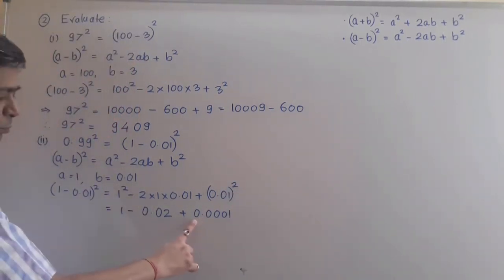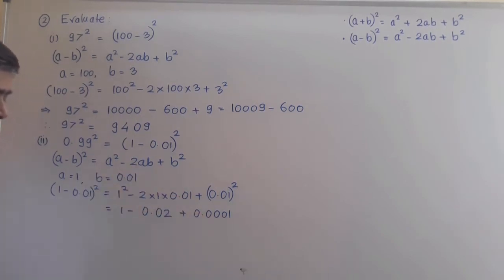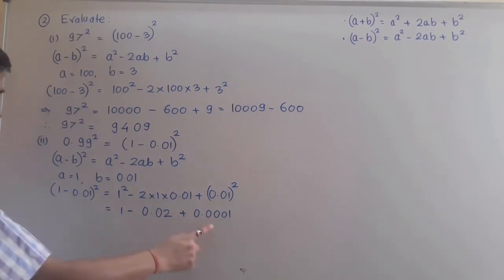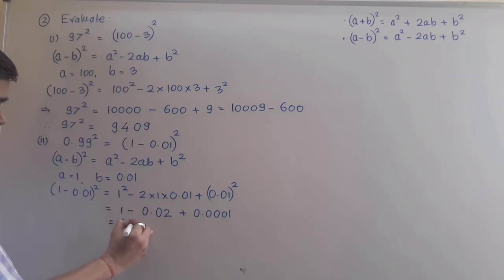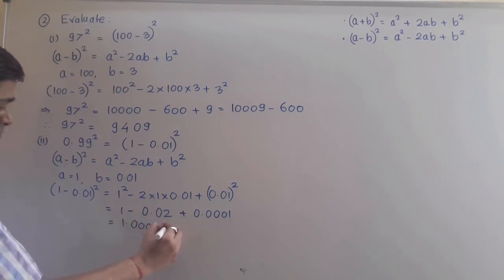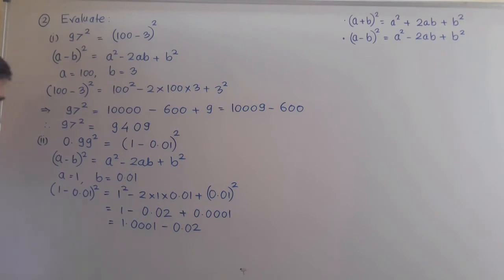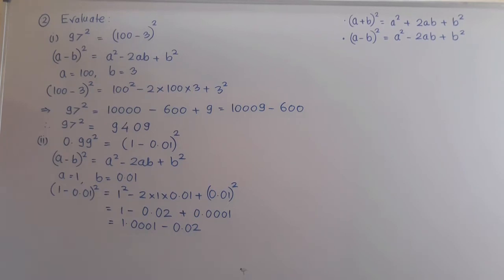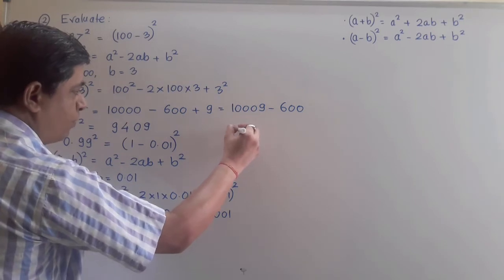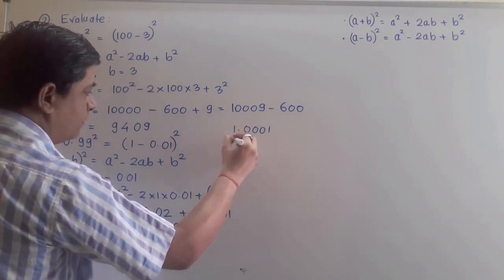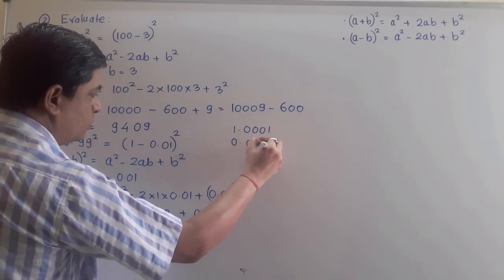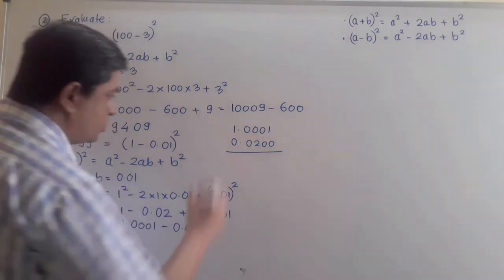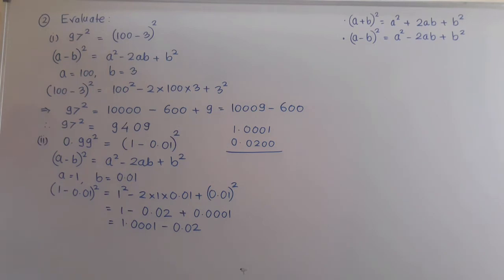Now we have to add 1 and 0.0001, and from that addition I will subtract 0.02. So if I add both of them, this will become 1.0001 minus 0.02. Right, everybody? Because 1 and 0.0001 we can add, so it will become here 1.0001. Now from 1.0001 I will subtract 0.02. Here nothing is there, so I can assume 2 zeros at the end of the 0.02.